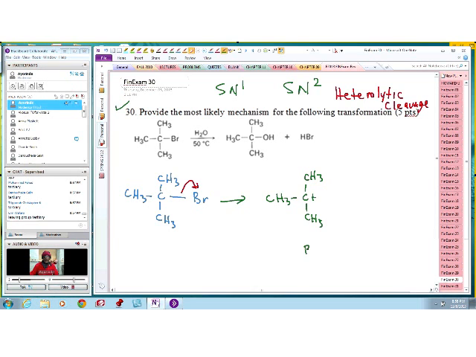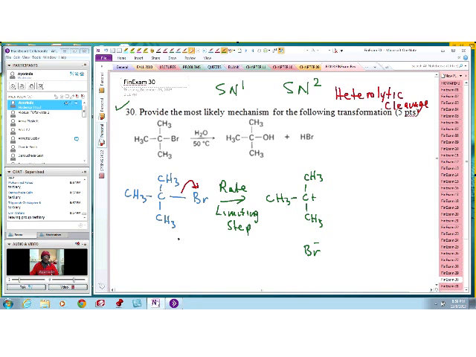Okay, so this tertiary carbocation, you have this here. At this point, this cleavage, this part of the reaction mechanism, is what we call the rate limiting step. In other words, this is the step that determines the rate of the reaction. That is the rate limiting step.